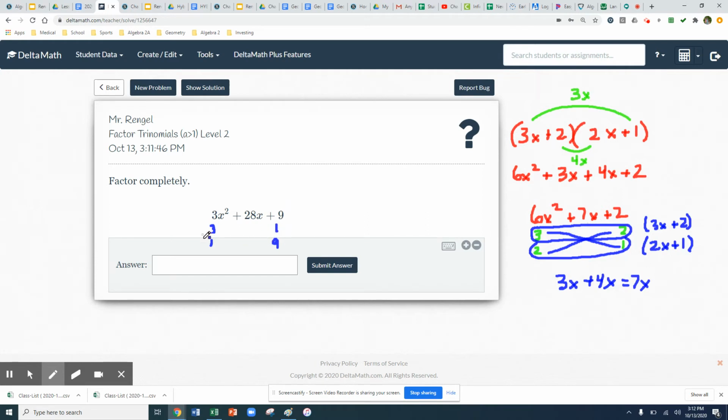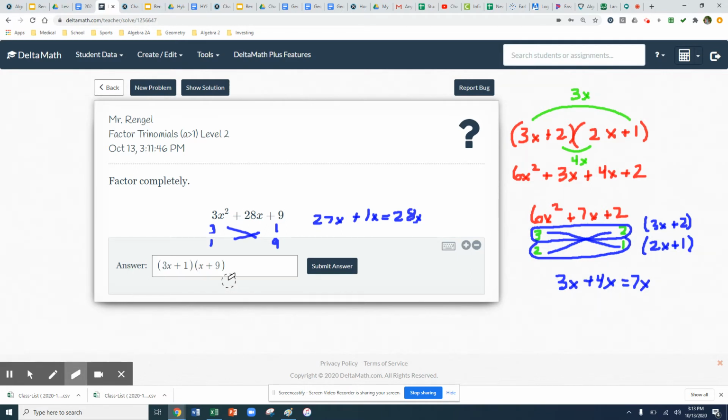So again, I've got a 3 times 1, which would have to multiply to 3. 9 times 1 multiplies to 9. I have to get those to work. But then your outsides and insides have to add to 28. So we've got that. We do this. 9 times 3 is 27x. 1 times 1 is another 1x. That's going to add up to 28x. So that's going to be our factors. So we'll go ahead and type that in, and that should be then our result.